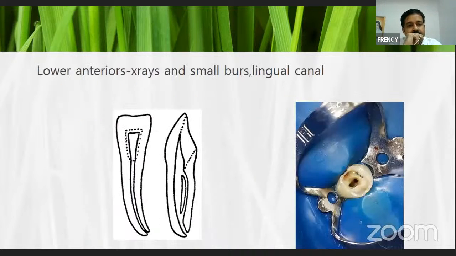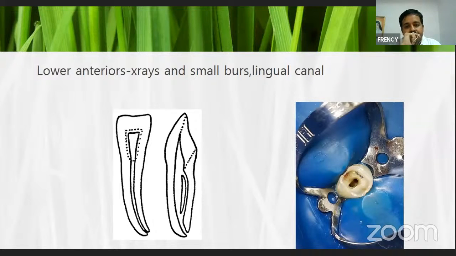In the lower anteriors, especially if it is a narrow canal, you should take repeated radiographs. Sometimes if it is a calcified canal, after opening slightly into the axis, you can take a radiograph and make sure that you are going in the proper direction, because even a slight change in the direction may cause unnecessary damage to the tooth. Then use very small burrs.